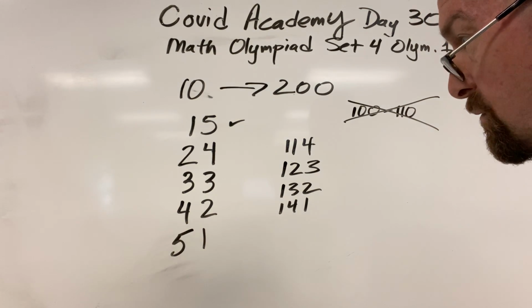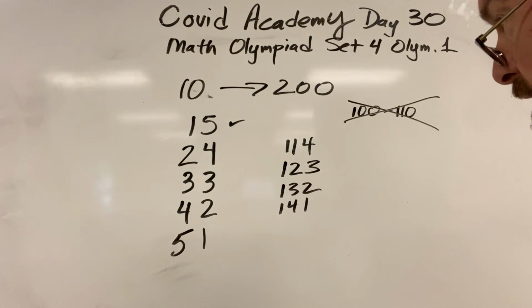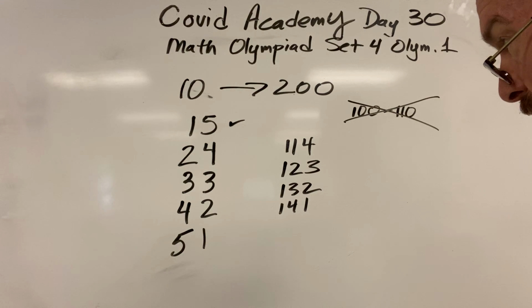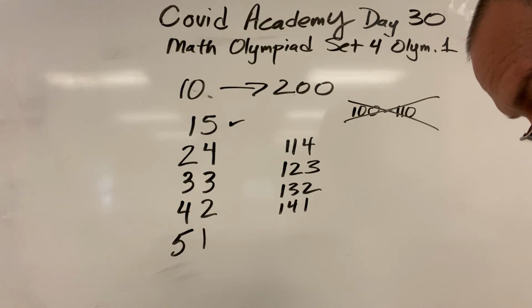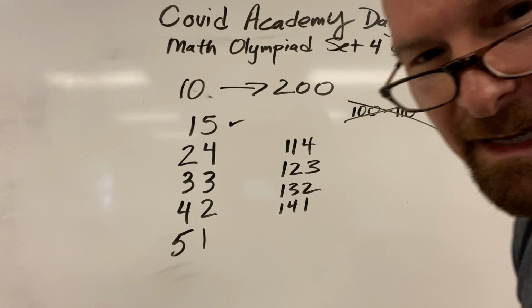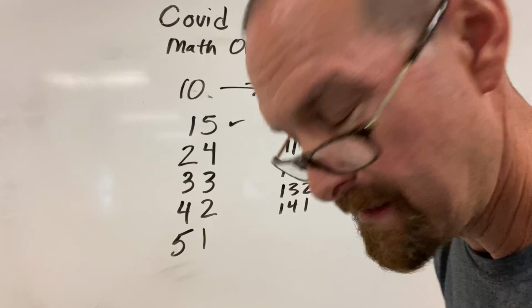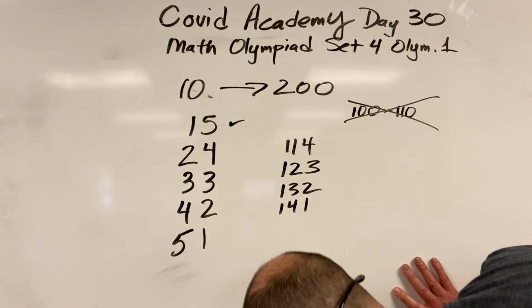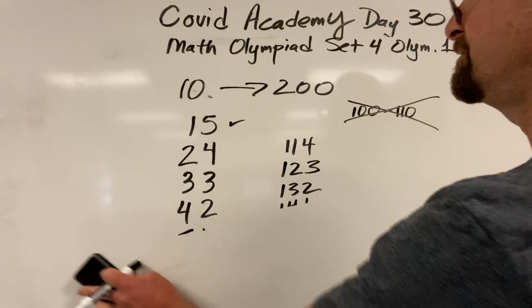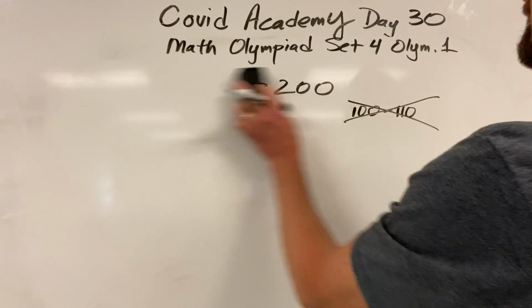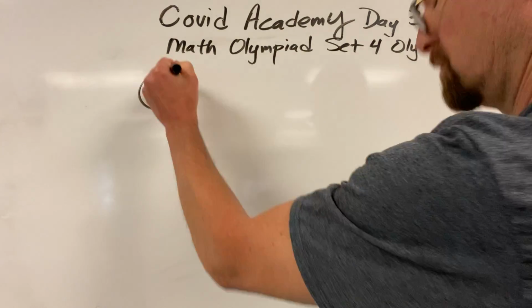So how many is that? 1, 2, 3, 4, 5, 6, 7, 8, 9. And I even checked in the back of the book, and I'm right. 9 numbers, and those are the numbers. How'd you do on that? That's number 1. Let's do number 2.